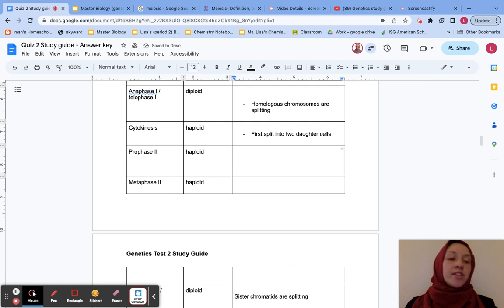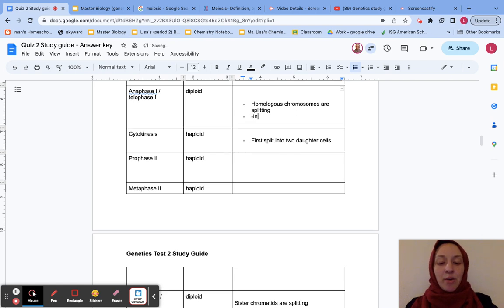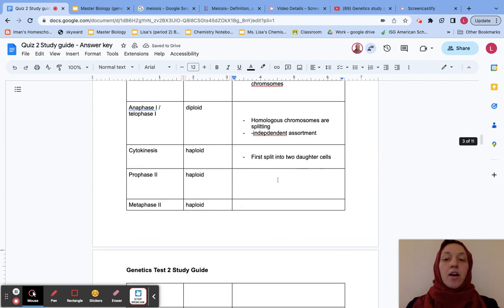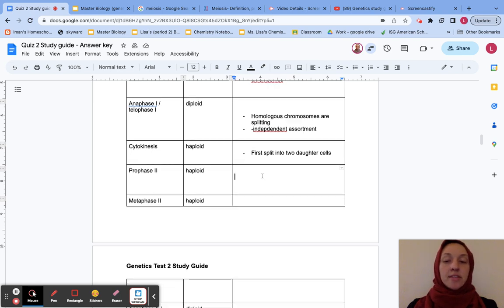We have prophase 2, not too much exciting there. Oh, I should say, what is occurring in anaphase when they're splitting? Independent assortment, right? I'm sorry, I should have put independent assortment here. And also in anaphase 2, we should have our independent assortment, right? Okay. Prophase 2, most important thing here is that this is haploid, right?